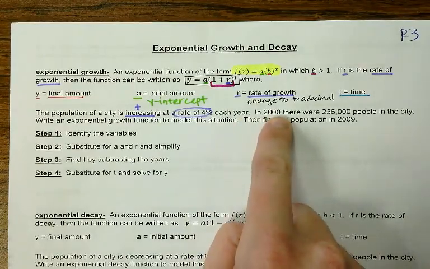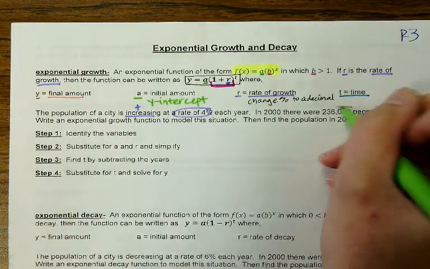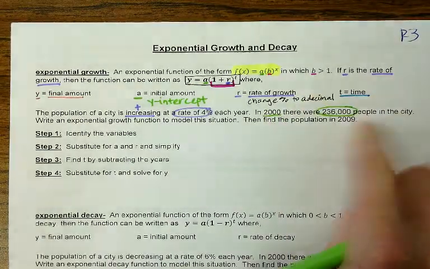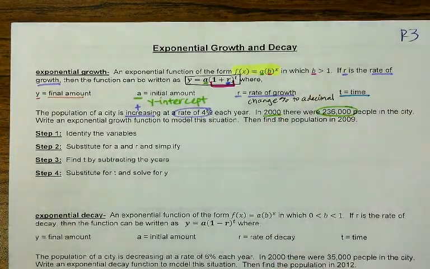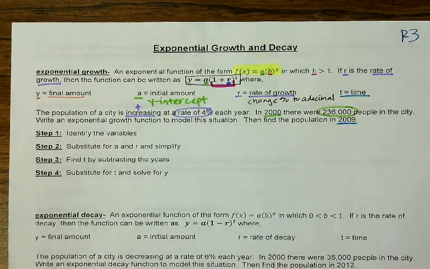In 2000, interestingly, there were 236,000 people in the city. And we want to write an exponential growth function to model it. And then we want to go on and find the population in 2009. So we're going to do a few things here.